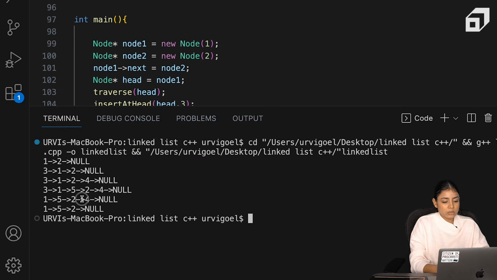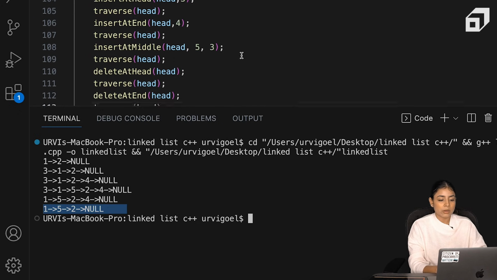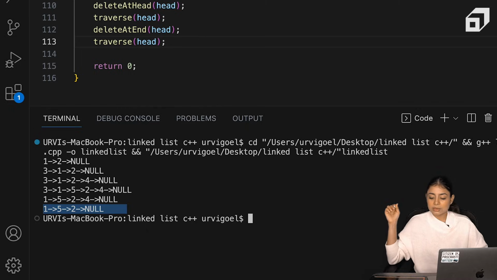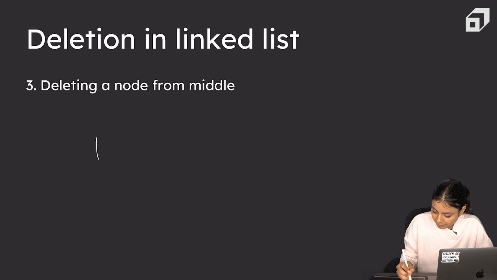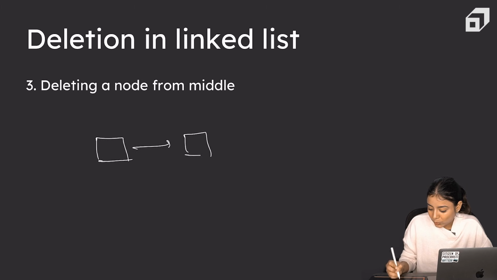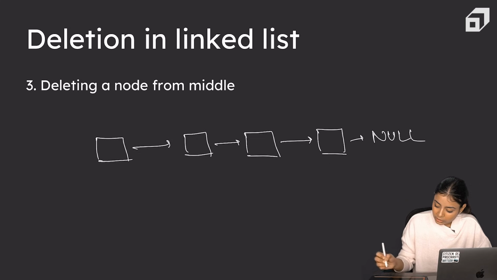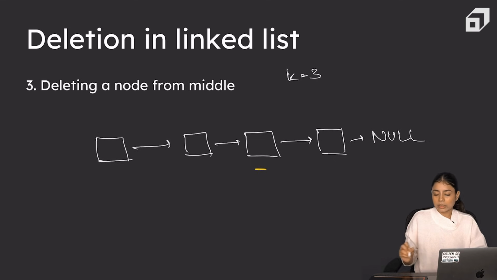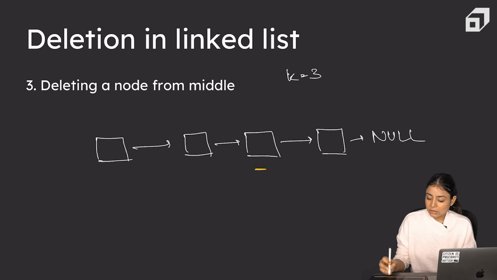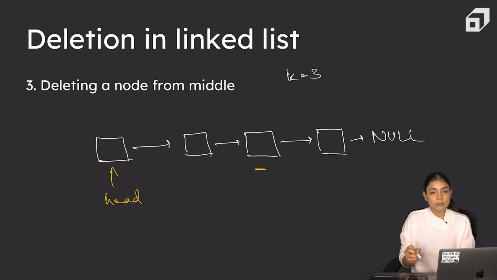So here my last node was 4, and after deleting, this is the linked list that we have. Alright. Next part is deleting a node from the middle. So again here, when we are trying to delete from the middle, we'll be given some position k from which we need to delete. Alright. So for example, we are given k is equal to 3. So that means this is the node that I need to delete. So to delete this node, I first need access to the node that is before it. Right? I need access to the node that is before it.